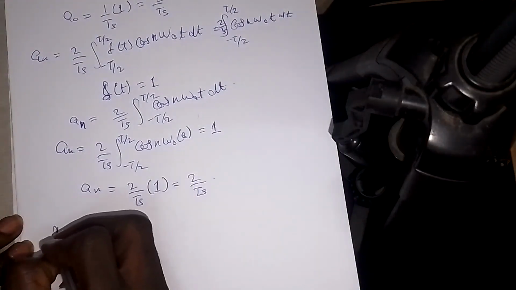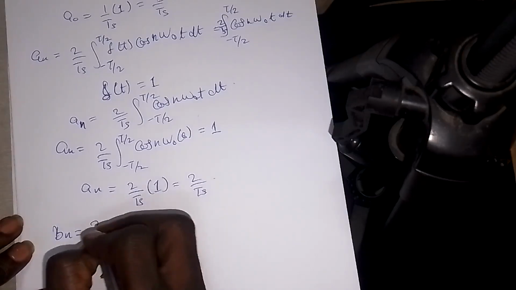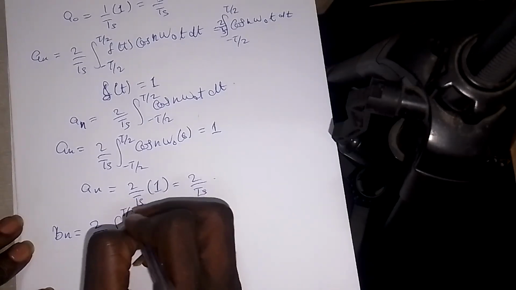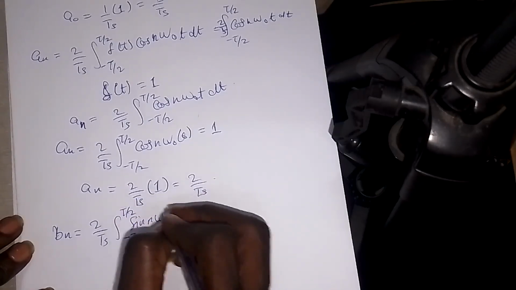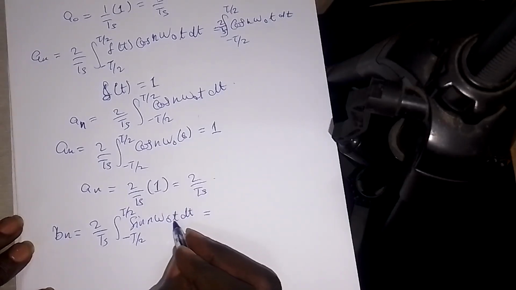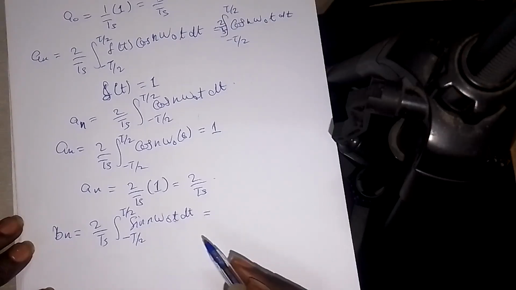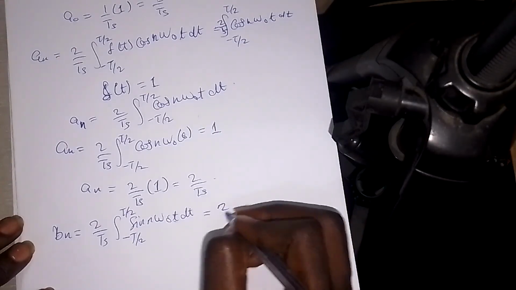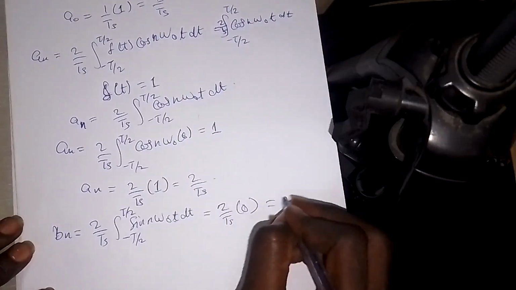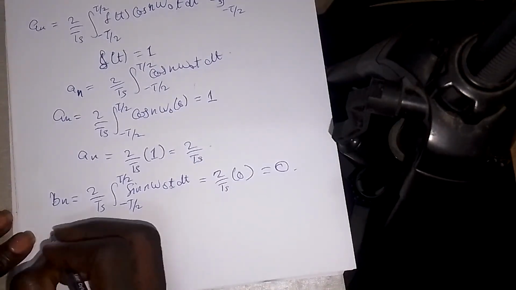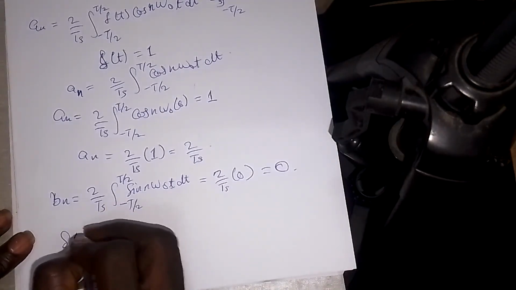If I want to find the bn, it is also going to be 2 on Ts, minus T on 2 into T on 2 into sine n omega naught t dt. But for the impulse train, t is 0. And sine 0 is 0. So that means I'm going to have 2 over Ts into 0, which is equal to 0.